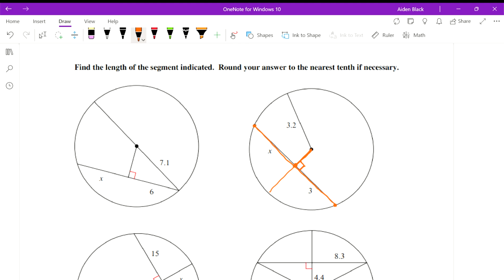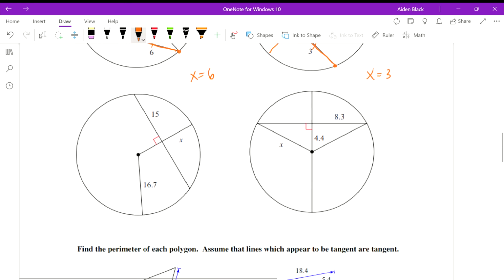So these first two questions are extremely easy, right? You don't have to really calculate anything. You know that since this is perpendicular to the chord, then x must equal 6, right? This must be equal to this. Same thing over here. This must be equal to this. So x equals 3. No calculations needed for those.